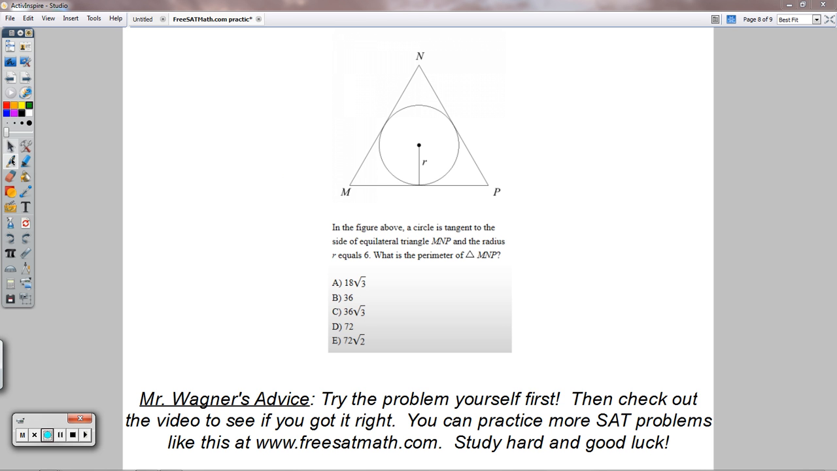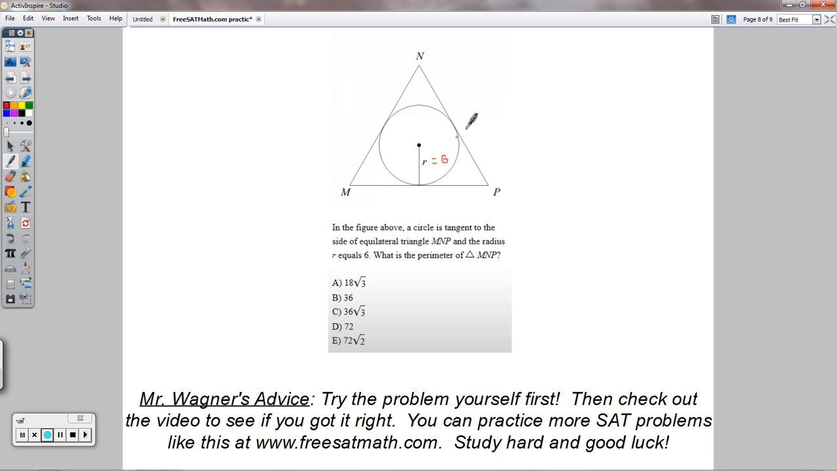Love me some geometry. Here we go with question number 8 in a series of practice SAT questions here on Wagner Academy. It says in the figure above, a circle is tangent to the side of an equilateral triangle MNP and the radius r equals 6. So I'm going to write that in here.